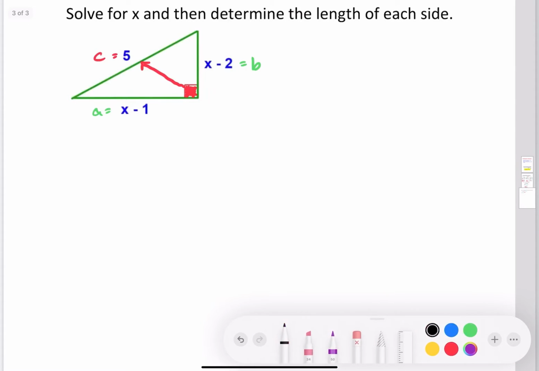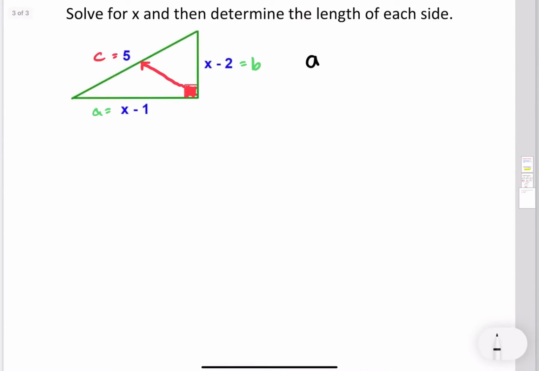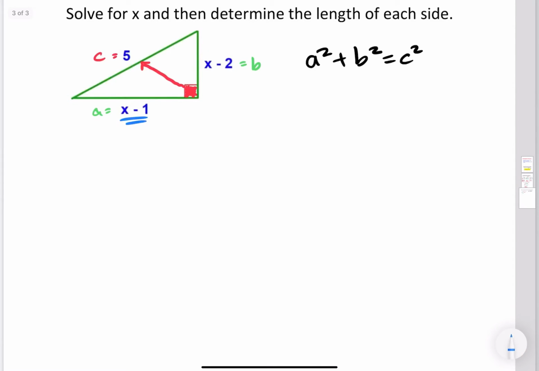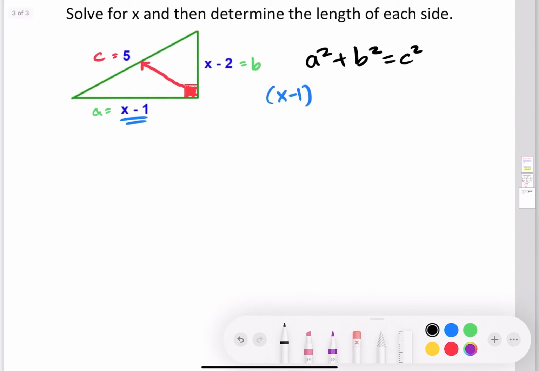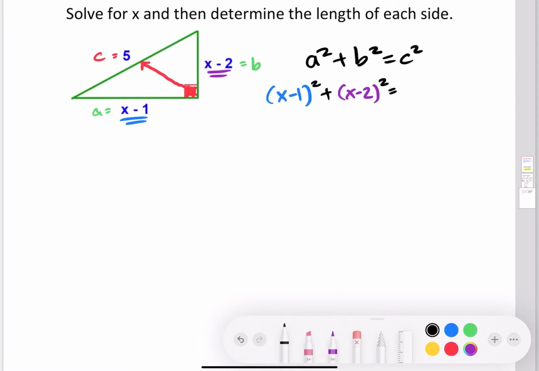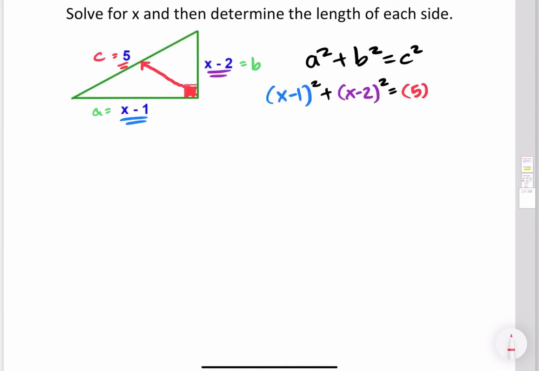Now, typically, since we know that this is a right triangle, we can write A squared plus B squared is equal to C squared. Okay, so I'm going to go ahead and substitute what we know here. I'm going to use that x minus 1 as our A value and plug that in for A. So x minus 1, that's A, and we still have to square it, plus B squared. B in this particular case is going to be this x minus 2, and we're going to square that one as well. And that's all equal to our C squared. In this case, that C we said is 5, so we're going to do 5 squared.